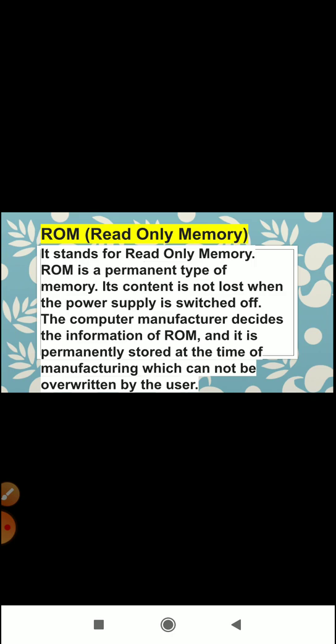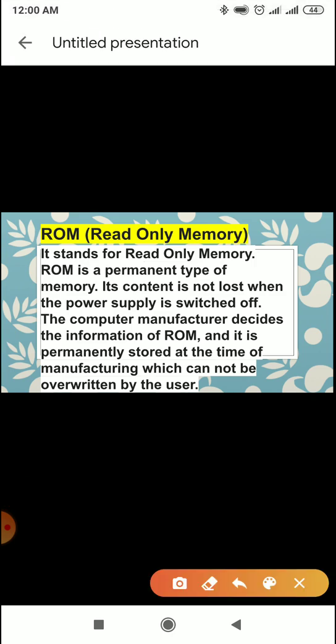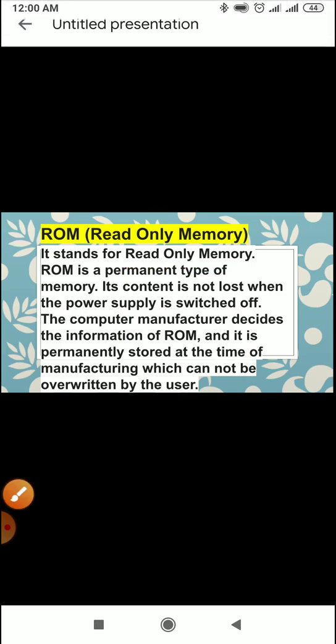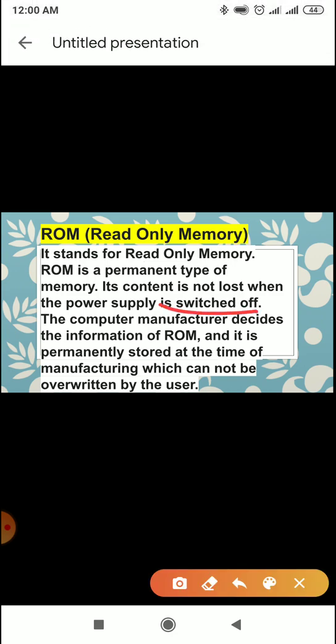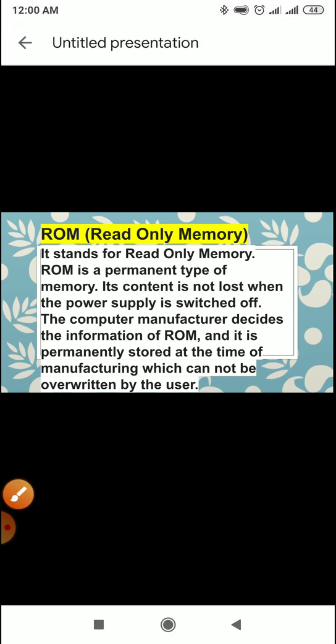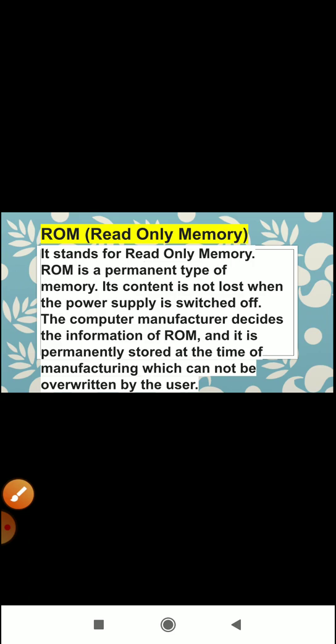Now, ROM. It is read-only memory. Read-only memory is a permanent type of memory. Its content is not lost when the power supply is switched off. The computer manufacturers decide the information of ROM and it is permanently stored at the time of manufacturing, which cannot be overwritten by the user.